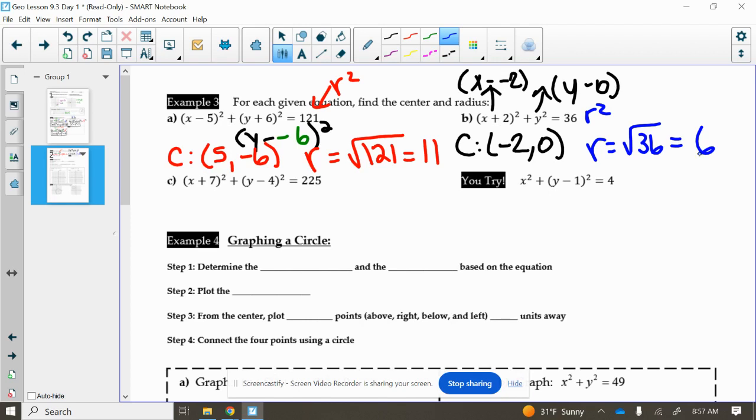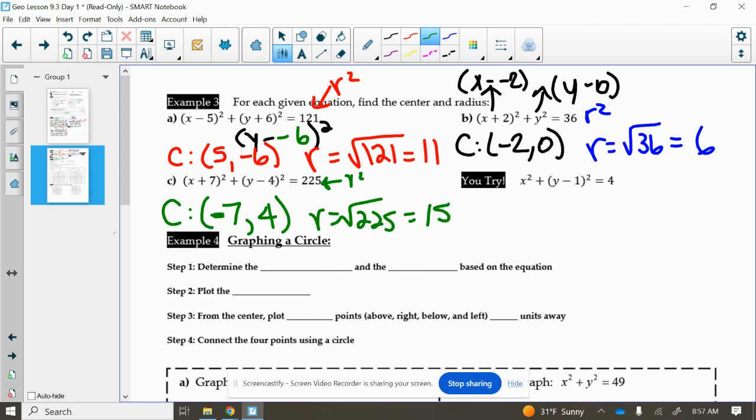And then in this last example, again, we have to be careful with that center. Our h value is actually going to be -7 because it's minus a negative. Y, or k, is 4. And then r squared is 225. So the square root of 225 is just 15. Again, there's an example for you to try finding the center and radius.